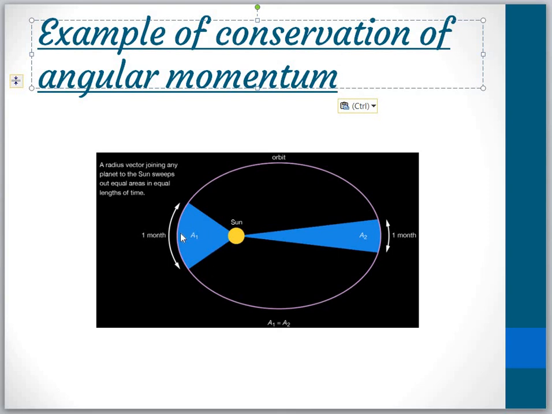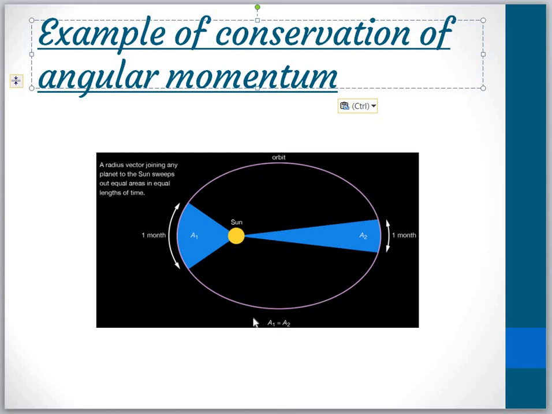The nearby point of the planet is known as perigee, and the faraway point is known as apogee. So this is the apogee point. Near the perigee point, the planet is moving with very high velocity, and near the apogee point, that is the faraway point, the planet moves with a low velocity.